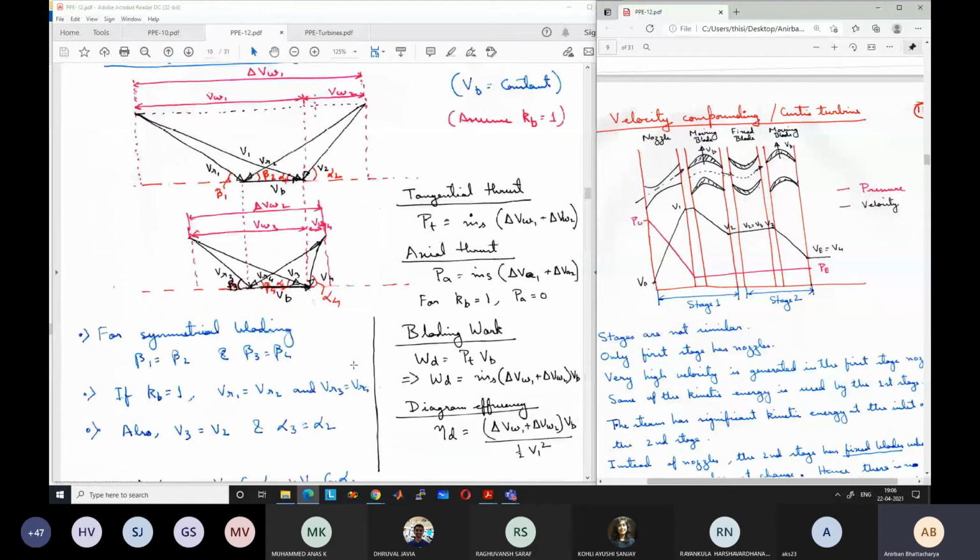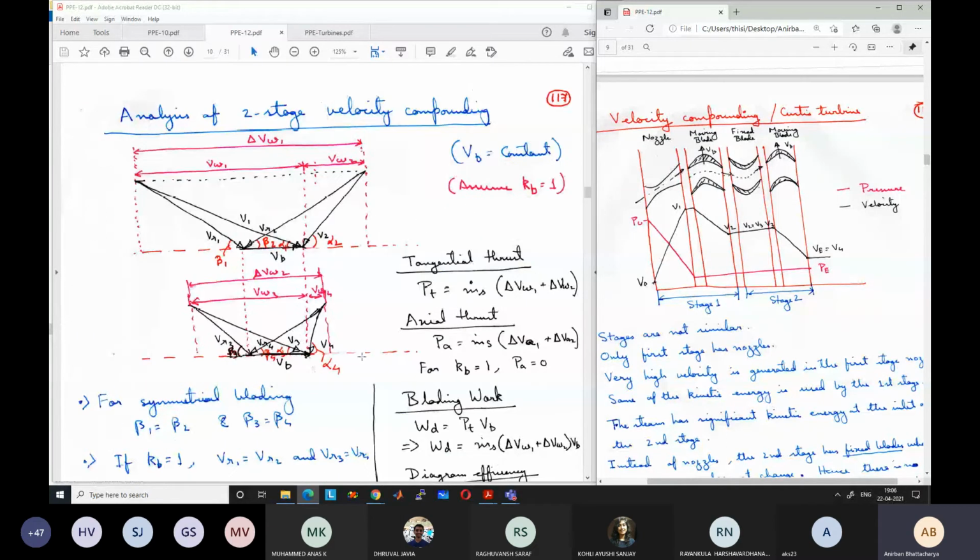Okay, and we will see that the process is exactly similar to the single-stage turbine that we have studied today. The process is exactly similar, but we have two velocity diagrams now, two different velocity diagrams, and we have to find out the thrust from each of the stages and add the thrust to get the total thrust.